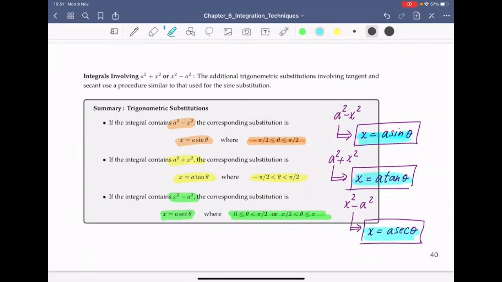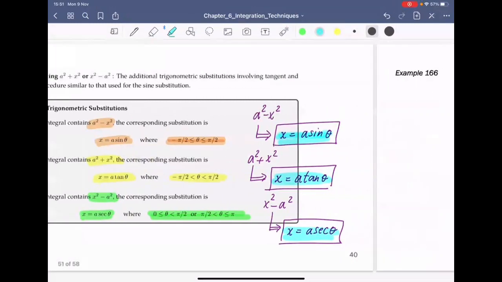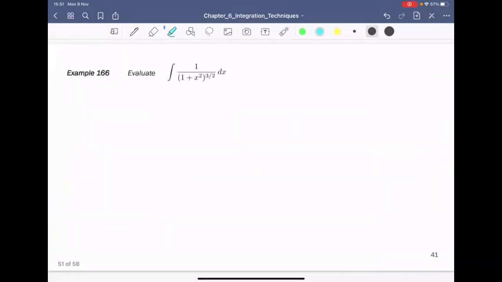Some questions are not that hard, so let's look at that. Example 166. This is a simple one for trigonometric substitution. I have the integral of 1 over (1 plus x squared) to the 3 over 2. What I see here is a squared plus x squared, which means I have to let x equal to tan theta.